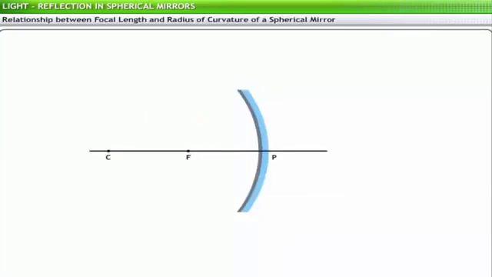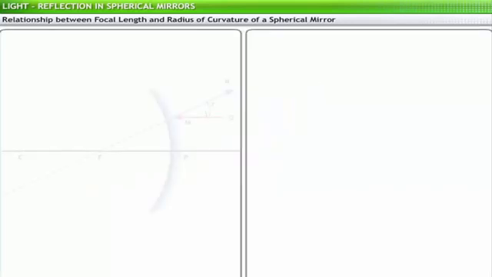The focal length of a spherical mirror depends on its radius of curvature. Consider a ray Q parallel to the principal axis incident at point M on the mirror. This incident ray is reflected in accordance with the laws of reflection. When the reflected ray is extended beyond the mirror, it meets the principal axis at point F, which is the principal focus of the mirror.